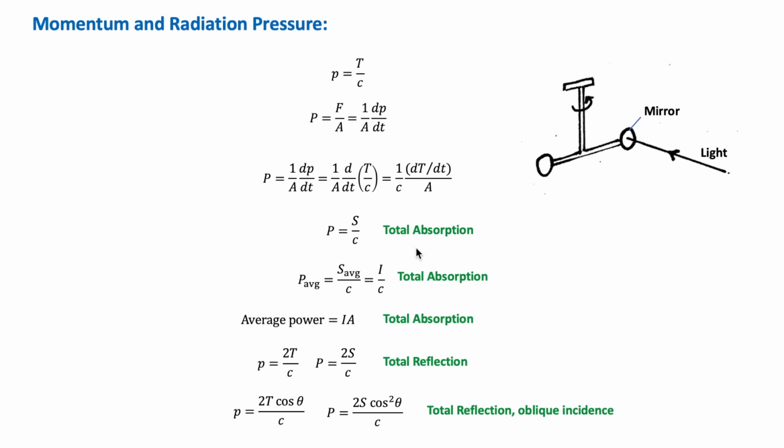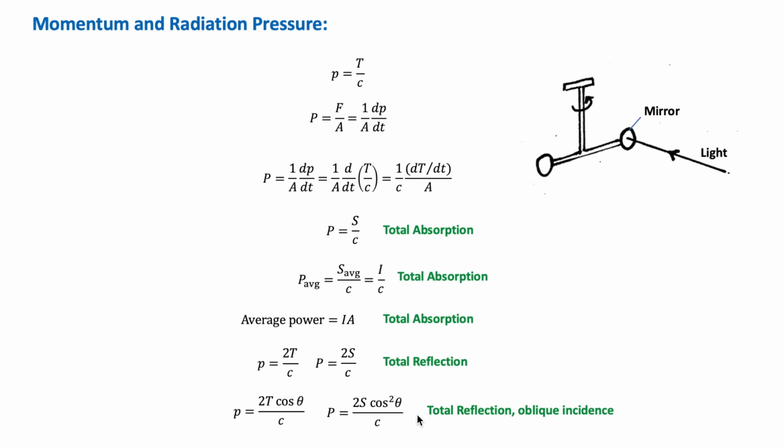This pressure was measured using the apparatus shown here, and it has a value in the range of 5 times 10 to the minus 6 newton per meter squared, which is really small. This apparatus is a torsion balance, as you can see, and the radiation pressure is measured by finding the angle through which this horizontal rod rotates.